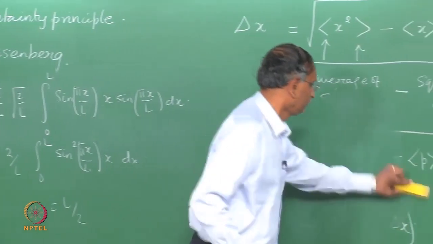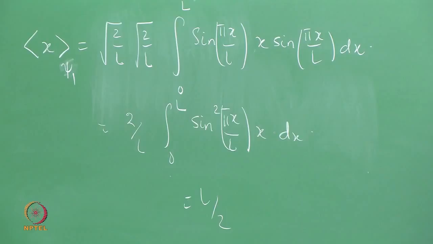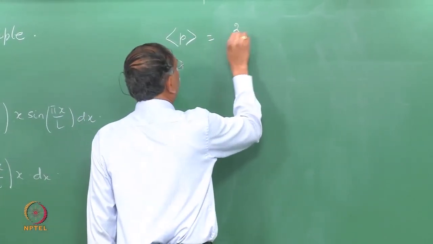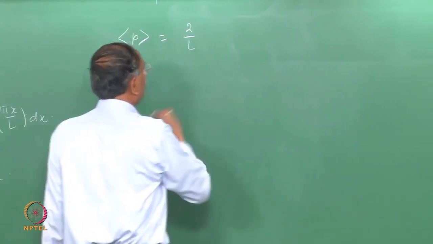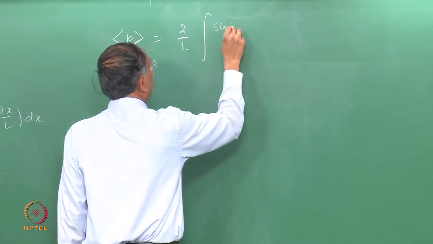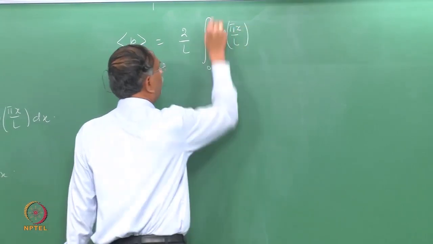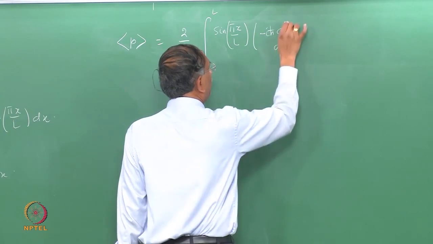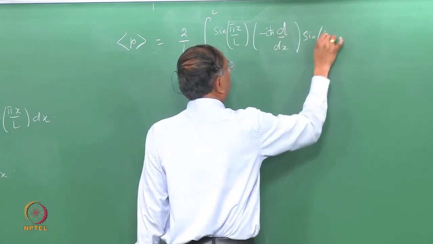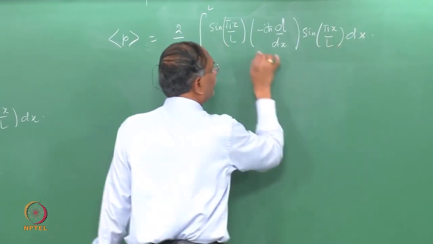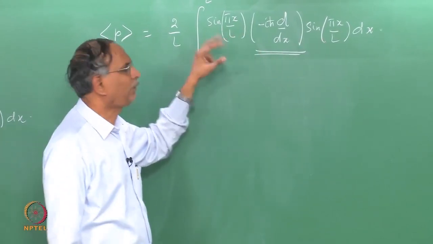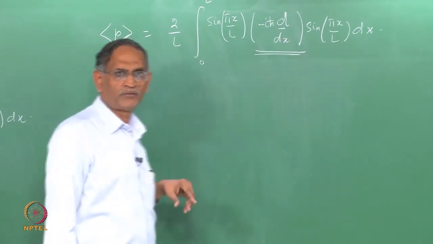What about the momentum? You have to be careful in ensuring that the momentum operator, which is a derivative operator, is placed as written here, namely 2 by L that comes from the two constants psi star psi. Then you have sine pi x by L between 0 to L, and the momentum operator is minus i h bar d by dx acting on sine pi x by L dx. See that the operator is sandwiched between the wave function and the complex conjugate of the wave function, but here the wave function is real, therefore you do not see the difference between the two.